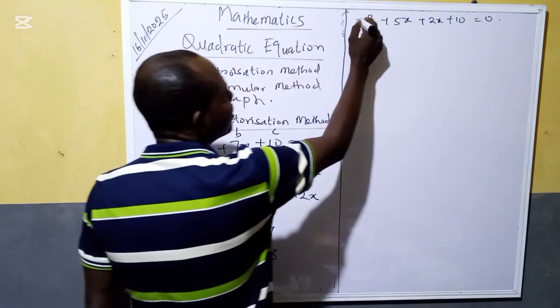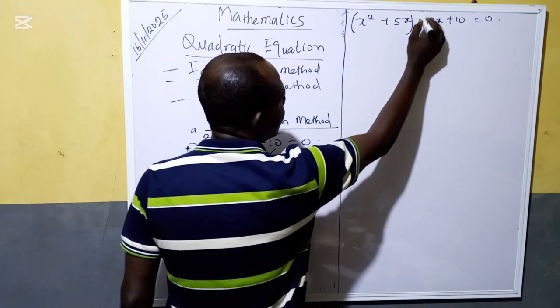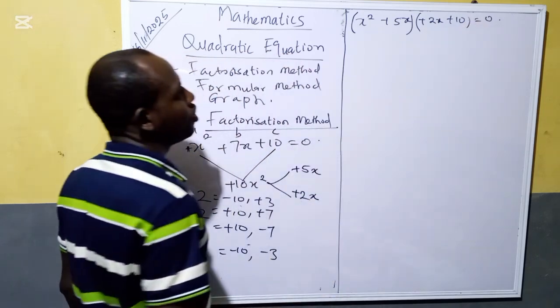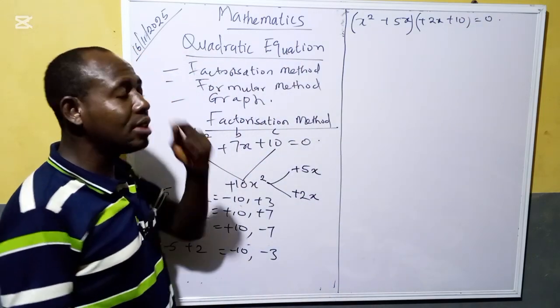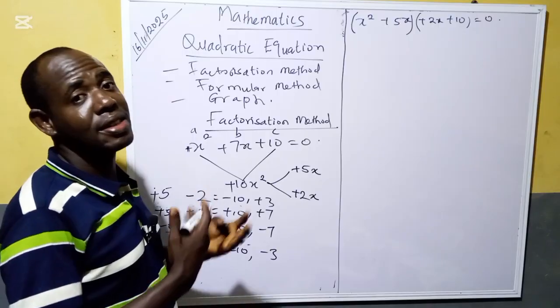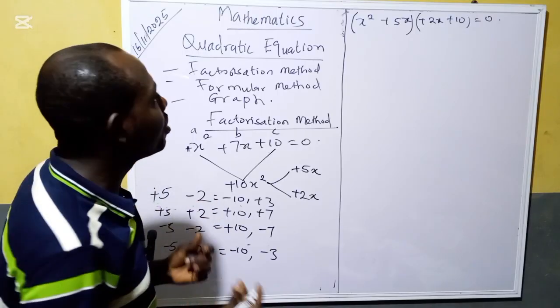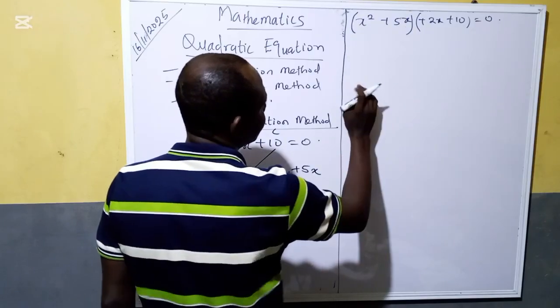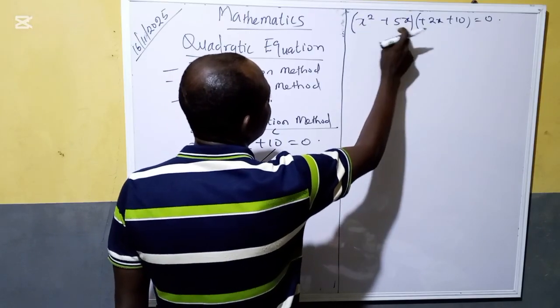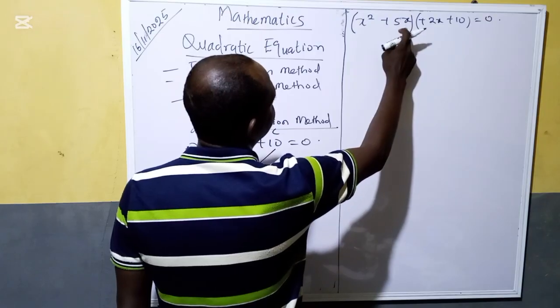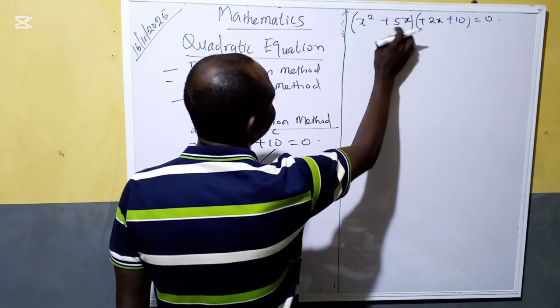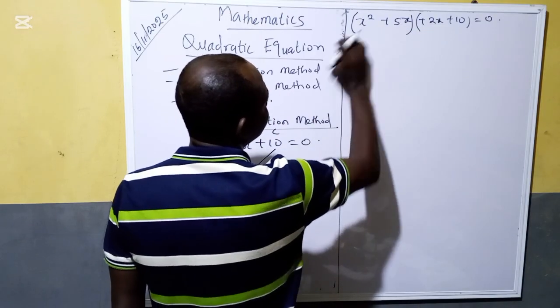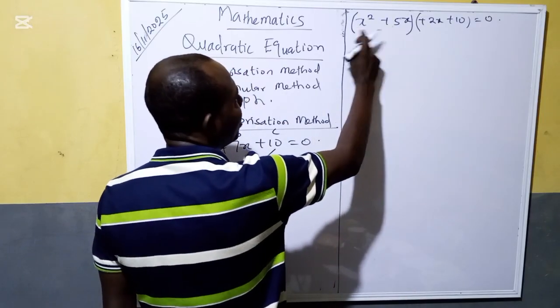Then you put this in brackets here, then here. And then you now factorize. That's why I call it the factorization method. What will you factorize? Look at these two numbers, x squared and 5x. Which of the variables is the same? You have x here and you have x here.